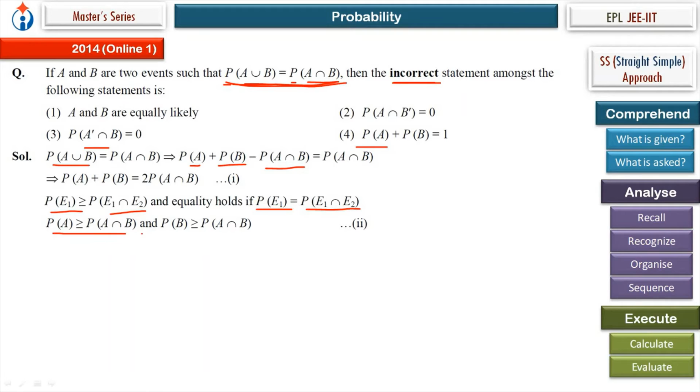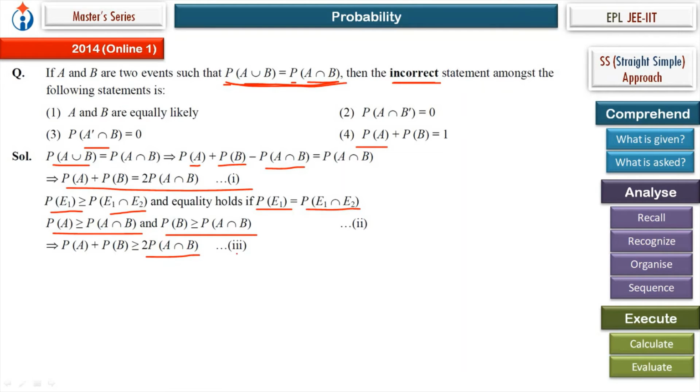So P of A will be equal to this. We are looking for this. So P of A is greater or equal to P of A intersection B, and P of B is greater than or equal to P of A intersection B. Now if you add them, we get P of A plus P of B is greater or equal to 2 times P of A intersection B.